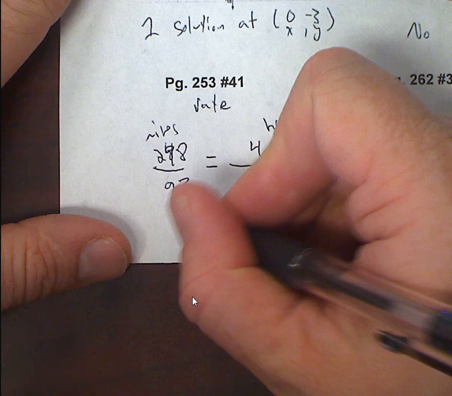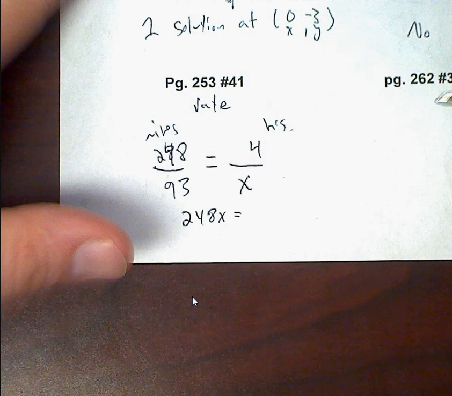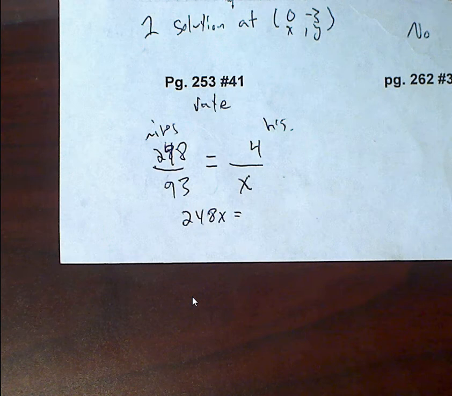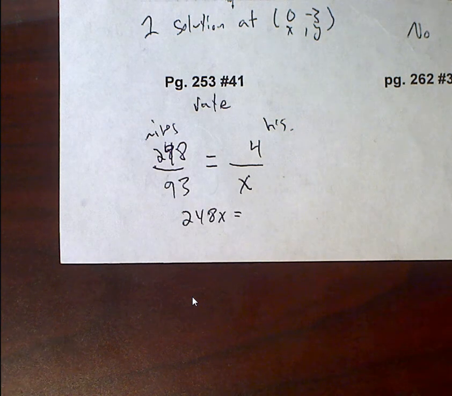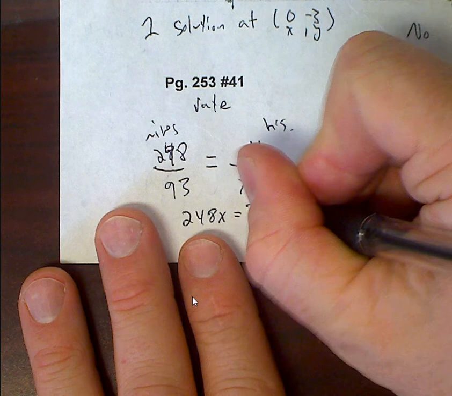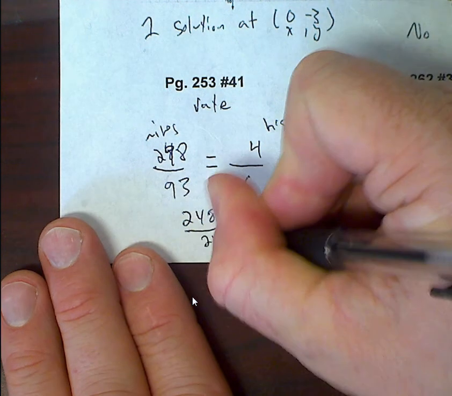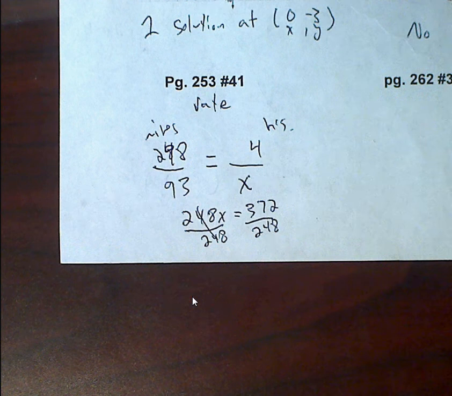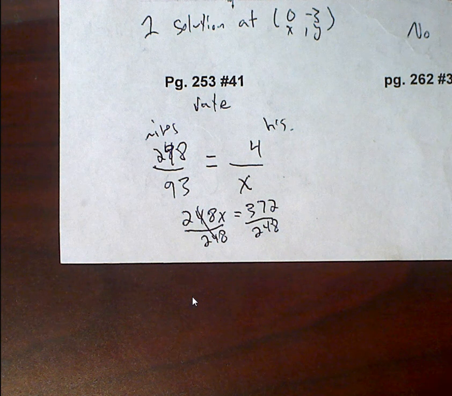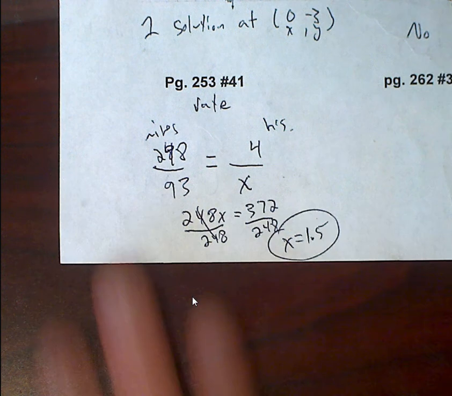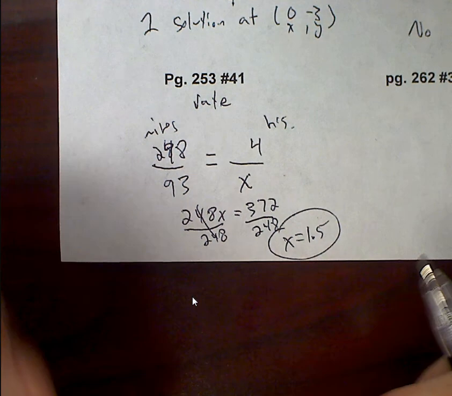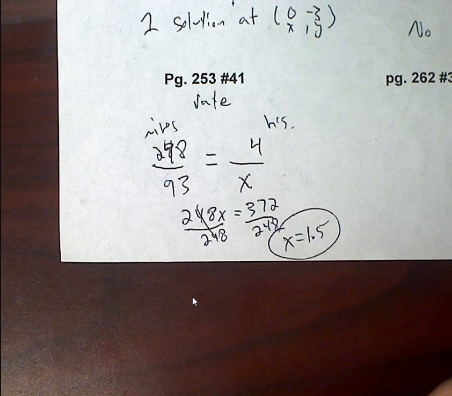So this is a proportion. Cross multiply: 248x equals 93 times 4. 93 times 4 gives me 372. Divide by 248, and I get 1.5. So it's going to take her another 1.5 hours. So total, it's going to take her 5.5 hours.